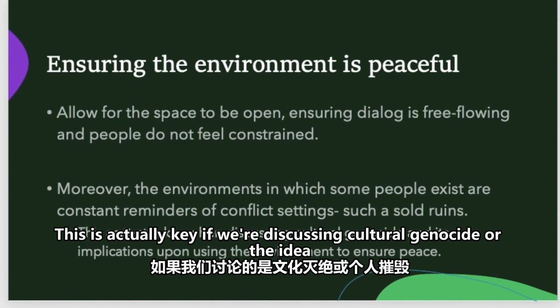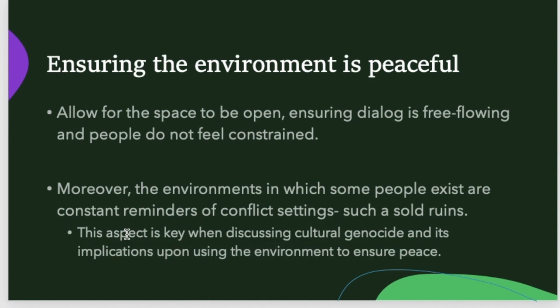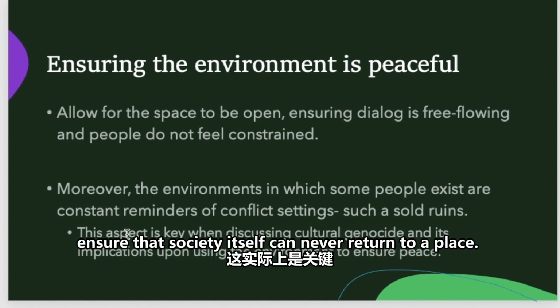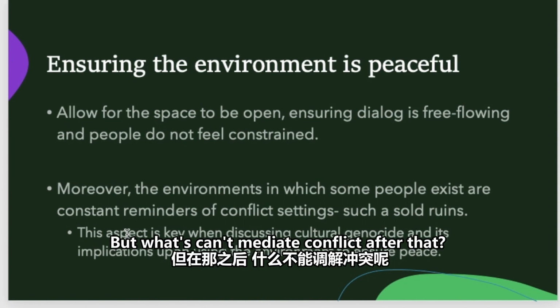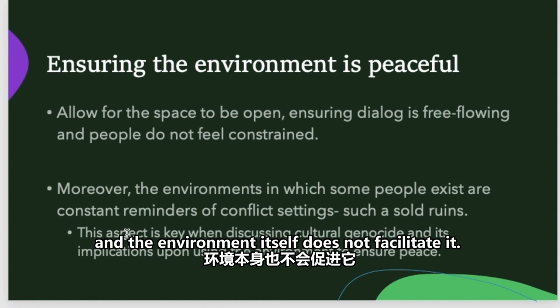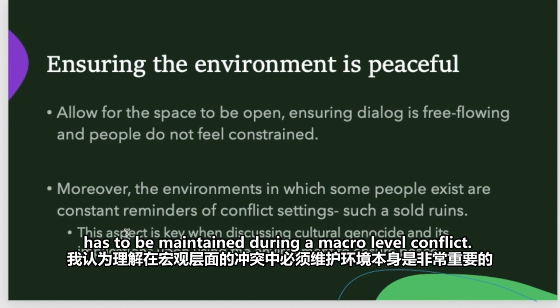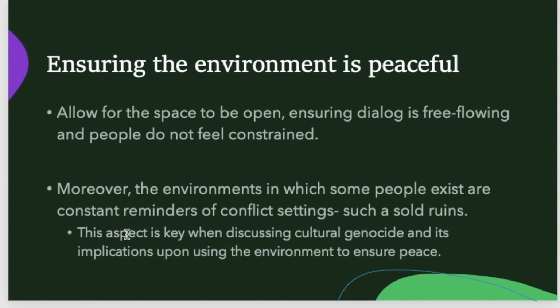And this actually is key if we're discussing cultural genocide, or the idea of individuals destroying certain things in order to ensure that that society itself can never return to a place that it was. You can't mediate conflict after that because the society itself is not going to want it, and the environment itself does not facilitate it. So I think it's really important to understand that the environment itself has to be maintained during a macro level conflict.